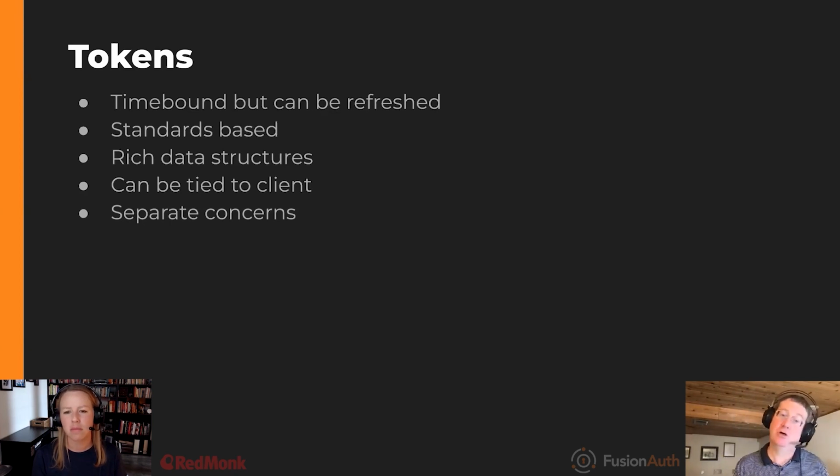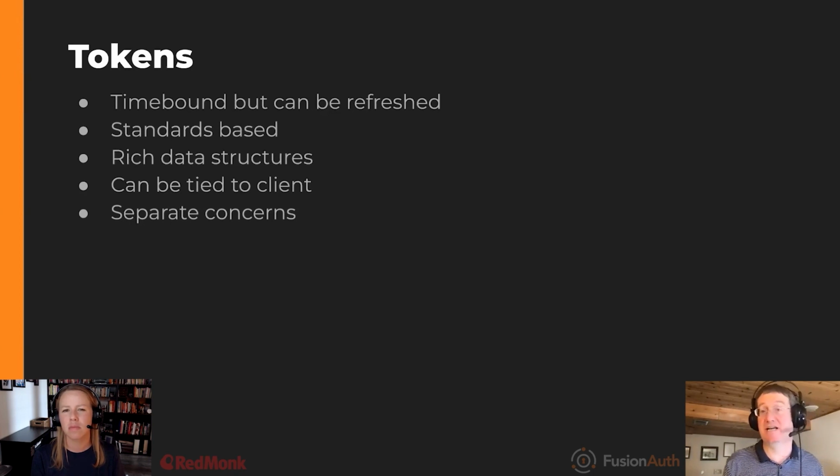Within tokens, depending on the implementation choice, you can actually have rich data structures inside a token. Unlike an API key, where you're presenting it and it's a binary yes or no decision, or you need to go look up the API key in a different service, a token can have role information, user information, and other authorization information inside itself. And because you can sign tokens, they have built-in integrity.